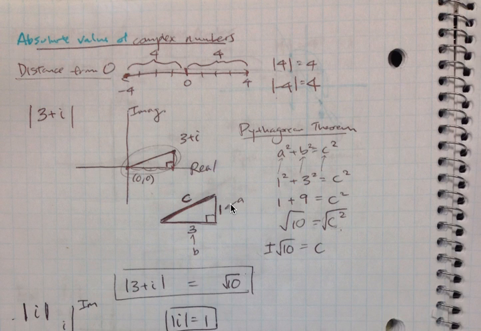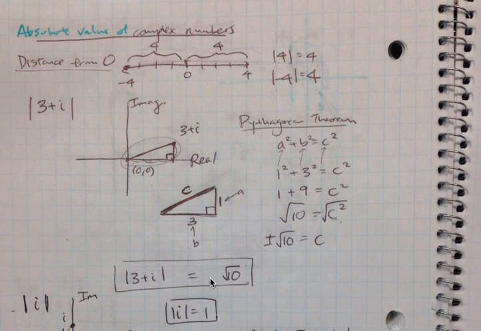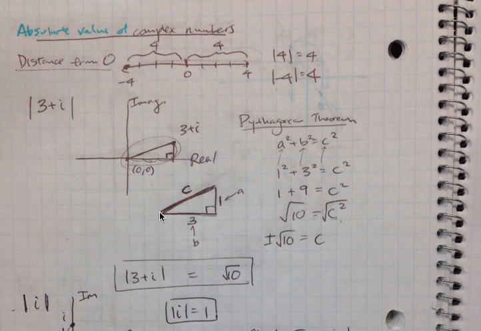But remember that we're talking about distances. Whenever we're talking about distances, we can't have a negative distance. And that's why when I write my answer here, the absolute value of 3 plus i is equal to positive square root of 10. And this is the absolute value of 3 plus i. So that means the square root of 10 is the distance from this point to the origin.